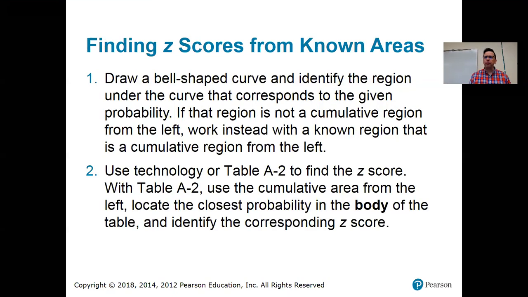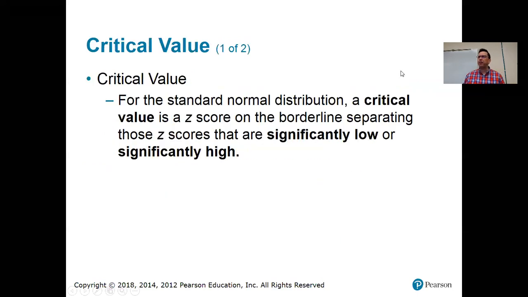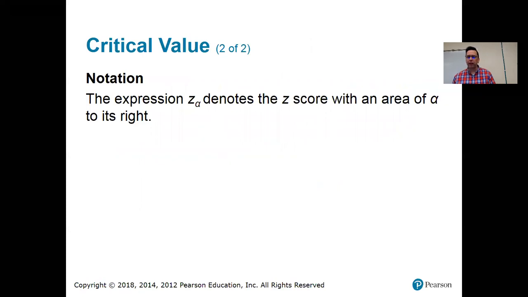One type of problem where we're going to be looking for a z-score from a given area is called finding a critical value. A critical value is just a z-score that separates scores that are either significantly low or significantly high. Oh, and then notation. This expression z sub alpha denotes the z-score with an area of alpha to its right. And I don't have a picture of that, so I'm going to try to draw one.